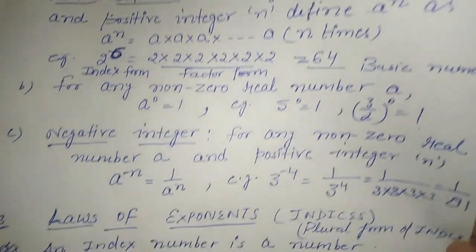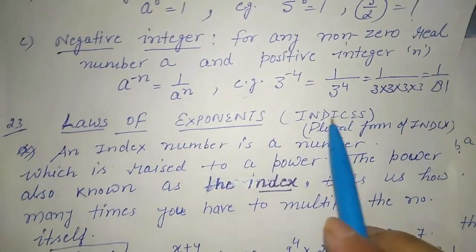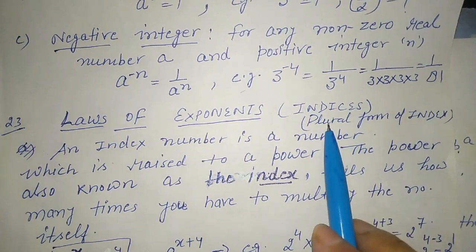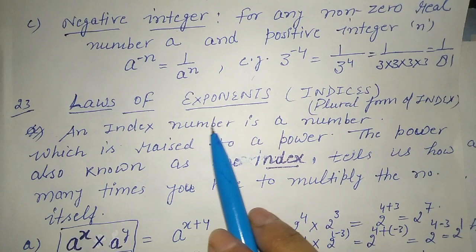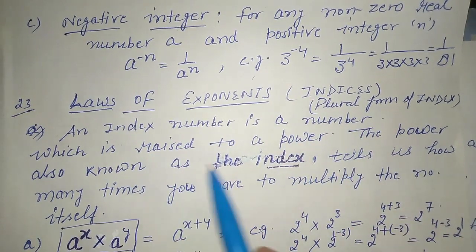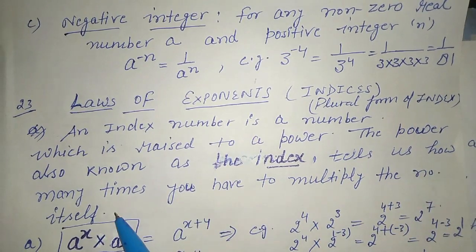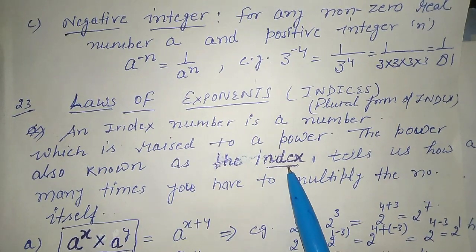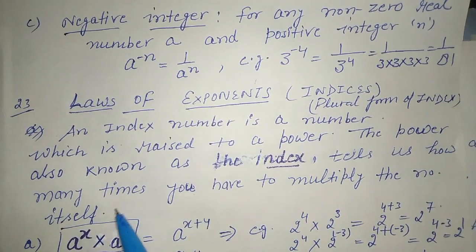Now the important things are the laws. Laws of the exponents, or we can say the indices, because indices is the plural form of index. An index number is a number which is raised to a power. The power, also known as the index, tells us how many times you have to multiply the number by itself. So index means the power, which tells us how many times you have to multiply the number by itself.